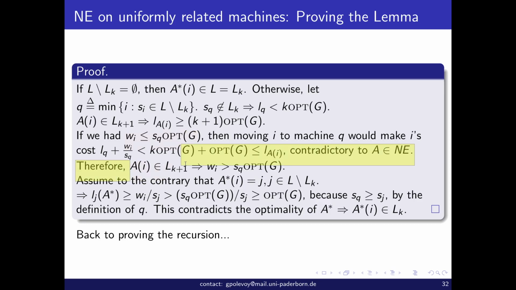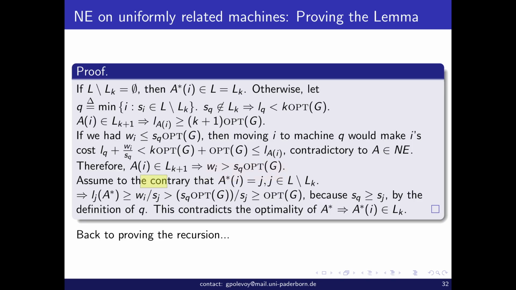So since A of I goes to LK plus 1, it cannot be that Wi is at most SQ times optimum, so Wi has to be strictly larger than SQ times optimum. Now we assume to the contrary that the lemma is wrong. So A star of I does not go to LK. It goes to some J, which is not in LK. That's another assumption to the contrary. The first assumption we did manage to arrive at a contradiction, and then we conclude that Wi is strictly larger than SQ times optimum.